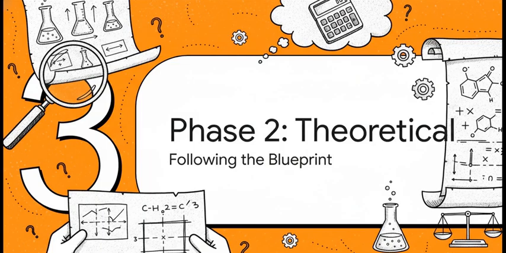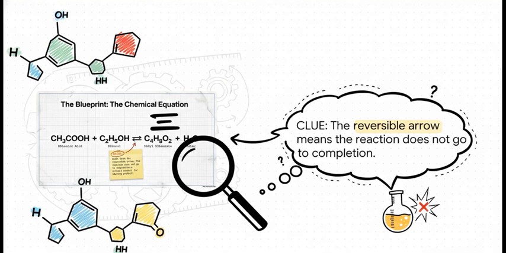Now for the real detective work. To find the theoretical yield, we can't just weigh something. Nope. We have to consult the blueprint for the reaction, the chemical equation, to calculate the maximum amount of product we should have made. So here's our blueprint, the chemical equation. It looks pretty simple, a one-to-one reaction. But wait, look closely at that clue highlighted on the sticky note. See that double arrow? That means the reaction is reversible. It can actually run in reverse. This is a prime suspect for our missing product, for sure.